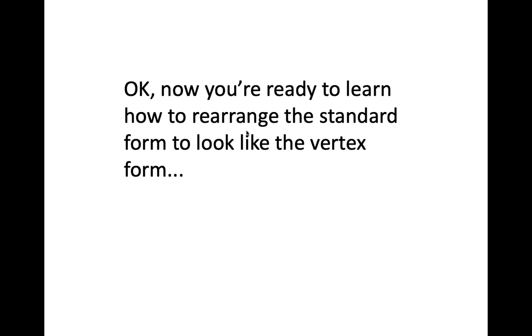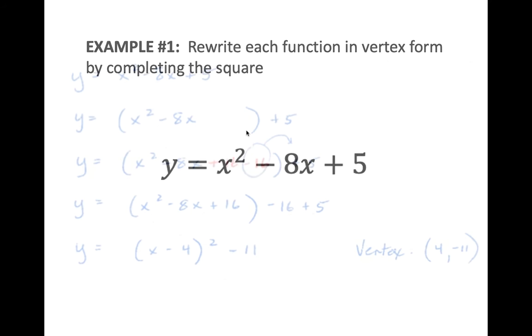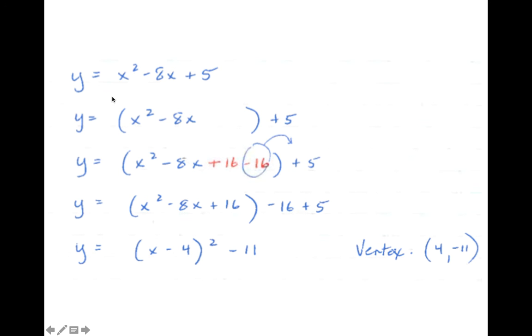So now that you've kind of played around with this pattern a little bit, you're ready to do this process that we call completing the square, which allows us to take the standard form and move it to look like the vertex form. So we're going to start with a quadratic function. It looks like this one. And here's the process. Okay, the first thing that I do is I take the x squared and the x term and I put them in a bracket by themselves, keeping the 5 outside.